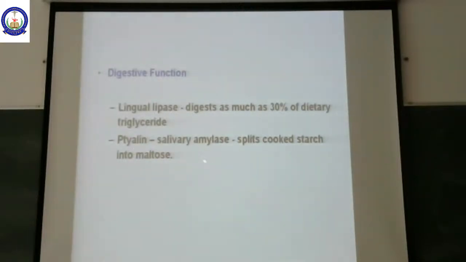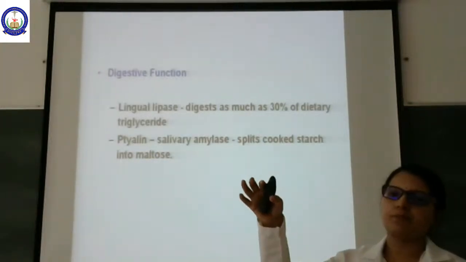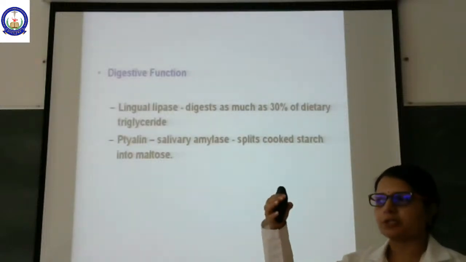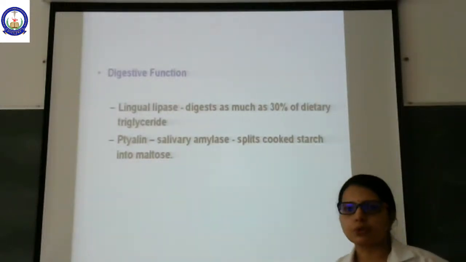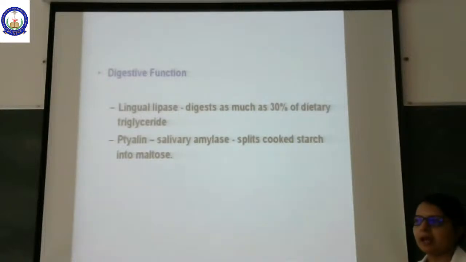Ptyalin is also called salivary amylase. This will split the cooked starch into maltose. That is, complex carbohydrate molecules into simple sugars, like maltose, glucose, and galactose. Simple sugars, fructose.